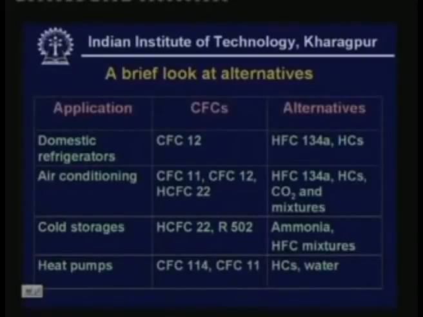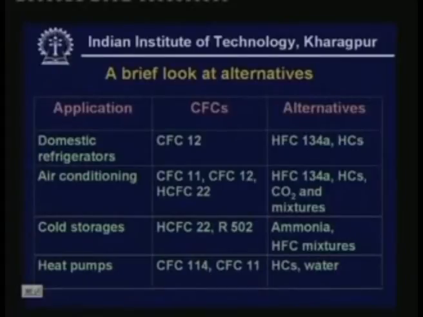And for the air conditioning application, previously CFC11, CFC12, and HCFC22 were used. Now these CFC refrigerants are being replaced with HFC 134A. HFC stands for hydrofluorocarbon, and HC stands for hydrocarbons, carbon dioxide and the mixtures. So these are the new refrigerants which are being suggested in place of the older refrigerants for air conditioning applications.